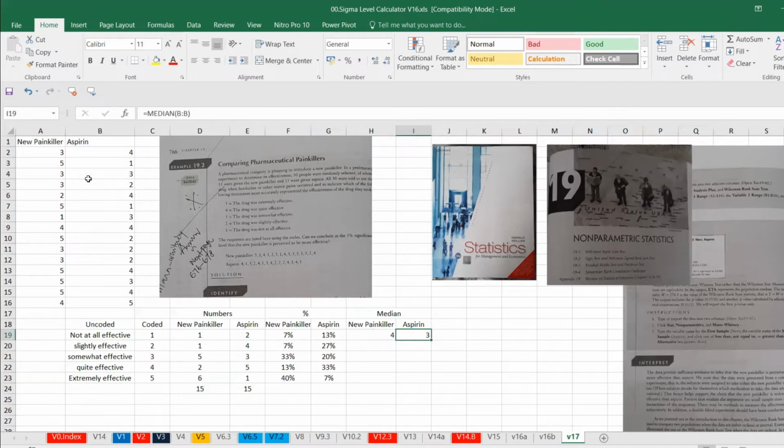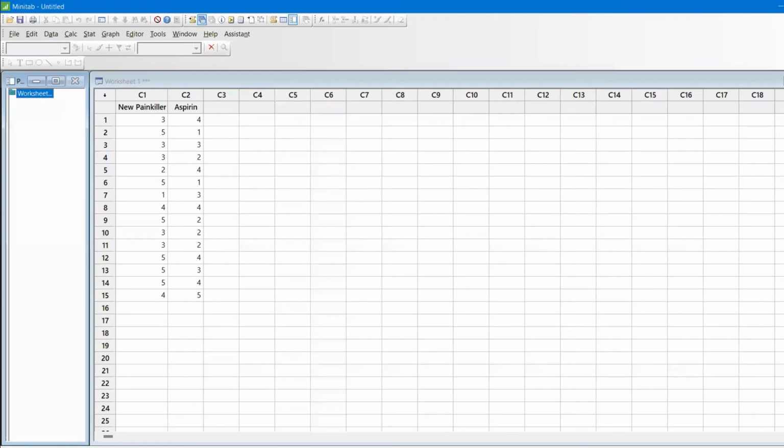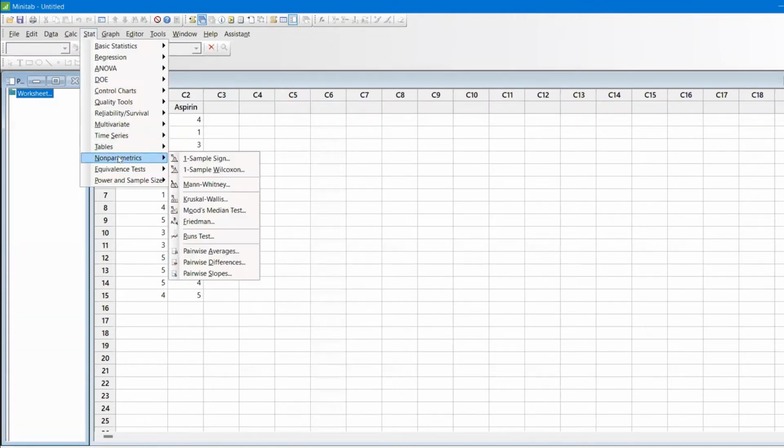So now what we need to do is copy all these values into Minitab. Here it is being pasted, and you can go to Start, then Nonparametric Tests. The first thing we are going to do is Mann-Whitney, to determine whether the medians of the two groups differ when the data for both groups have a similarly shaped distribution.